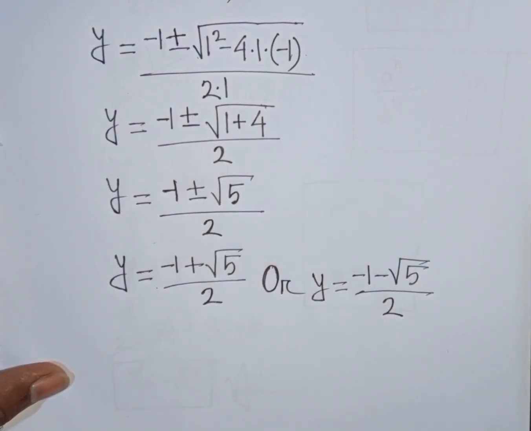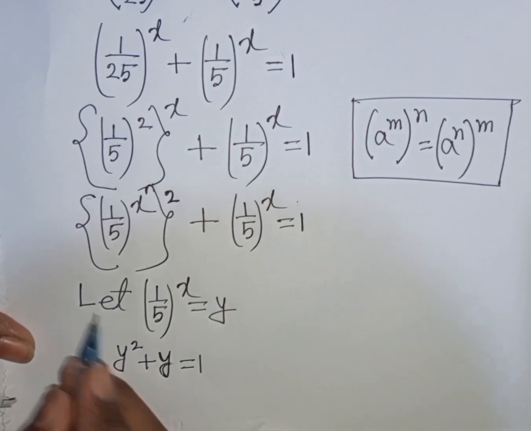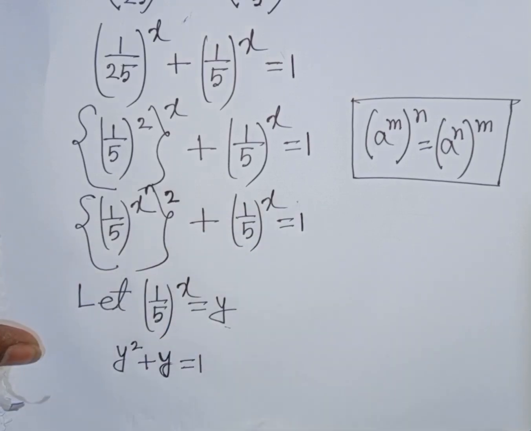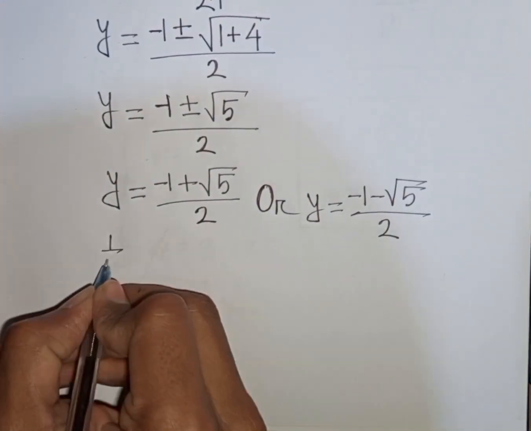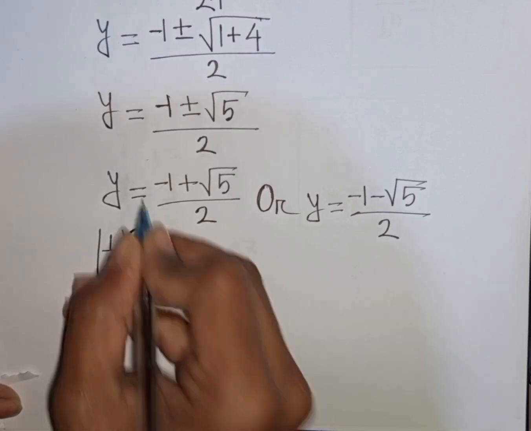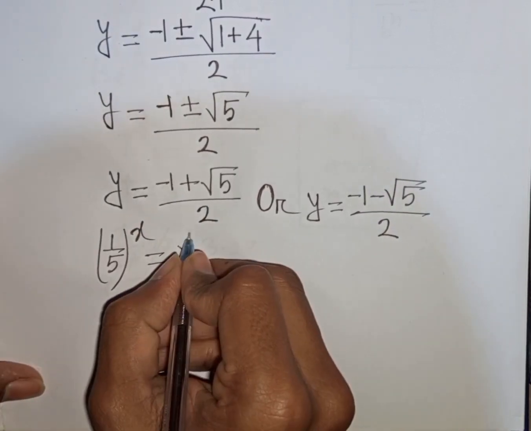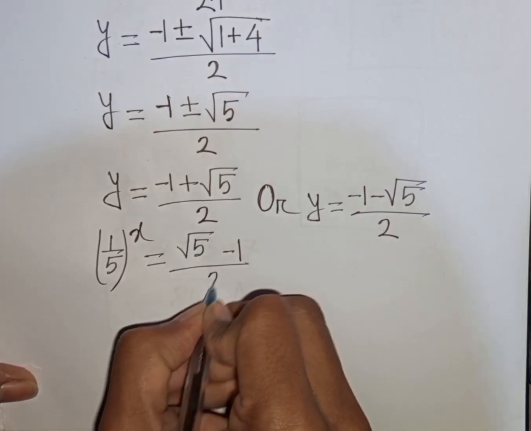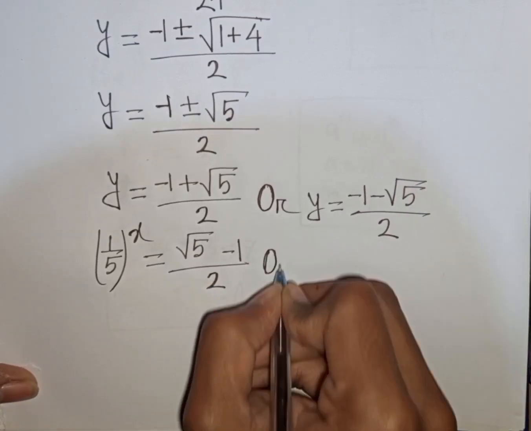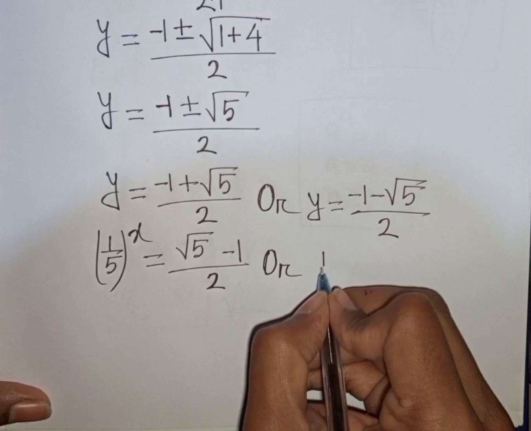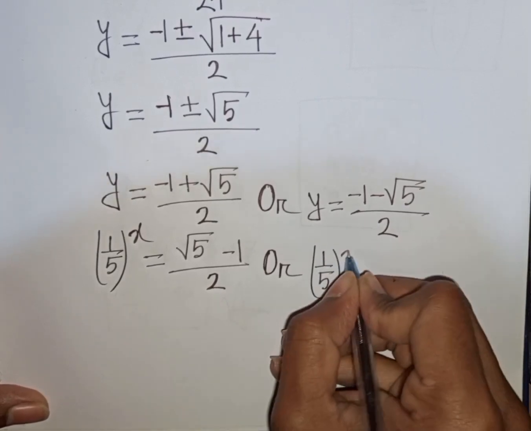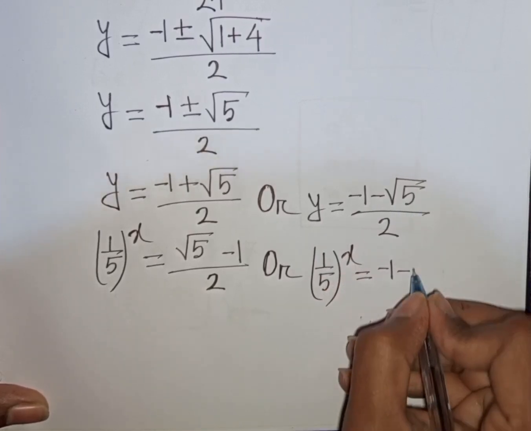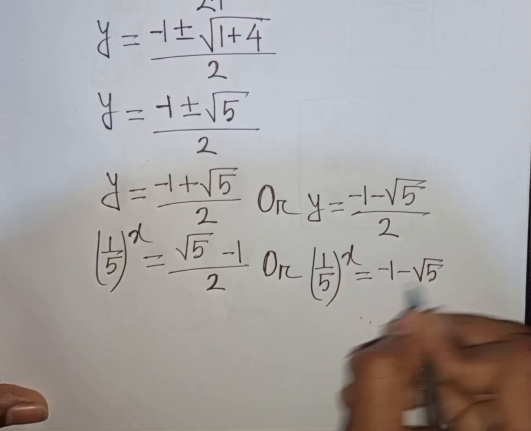But remember that y means (1/5)^x is substituted by y. So y means (1/5)^x is equal to (√5 − 1)/2, or y, that means (1/5)^x is equal to (−1 − √5)/2.